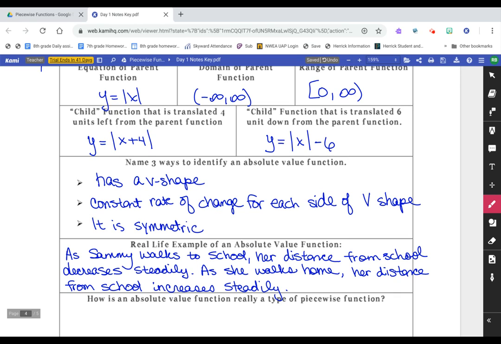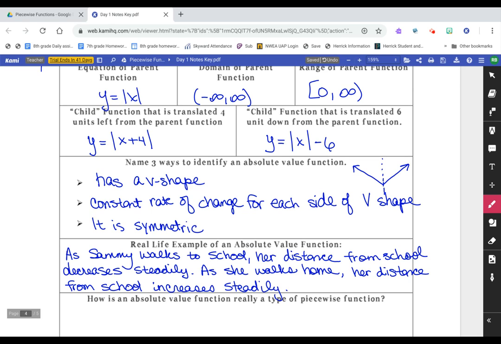It has a V shape. There's a constant rate of change for each side. So there's a constant rate of change on the right and a constant rate of change, or slope, on the left. And then it's symmetrical, so it has this axis of symmetry as well.